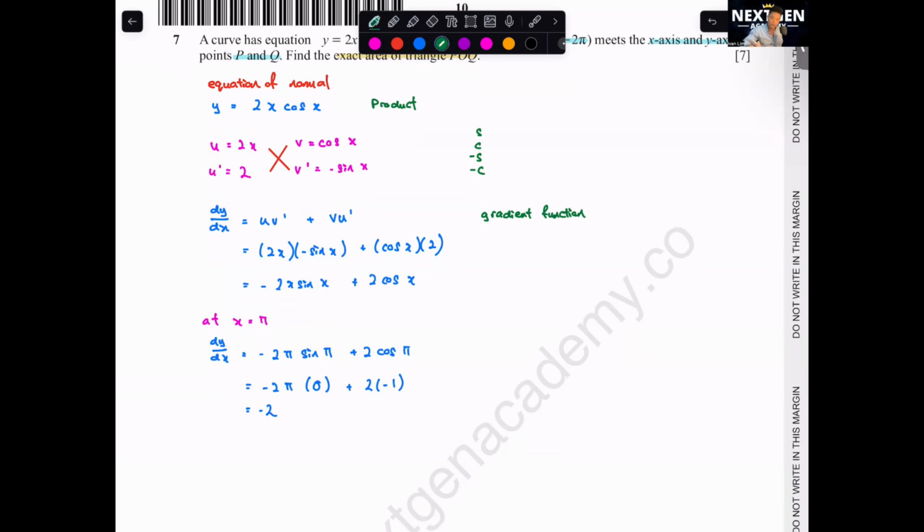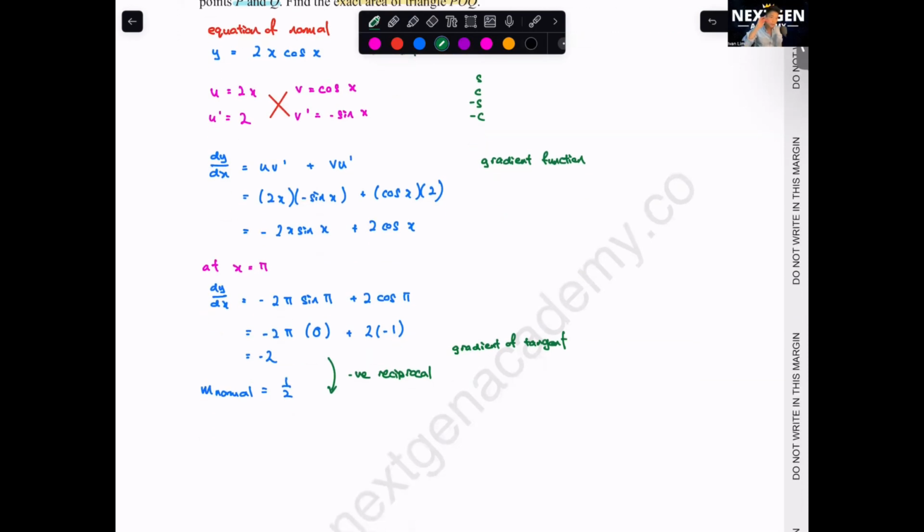When we find this gradient here, this is the gradient of tangent. So we always find gradient of tangent first before finding gradient of normal. How to find gradient of normal? We'll do negative reciprocal. So from here to here, we'll do negative reciprocal. Everyone clear? Why are we doing this with dy over dx? So now we have the gradient of the normal.